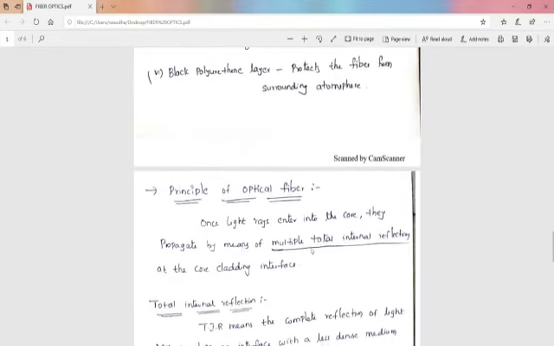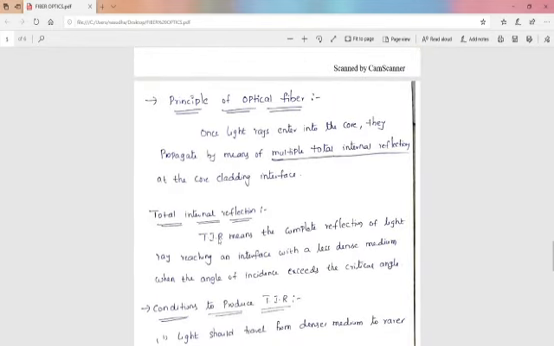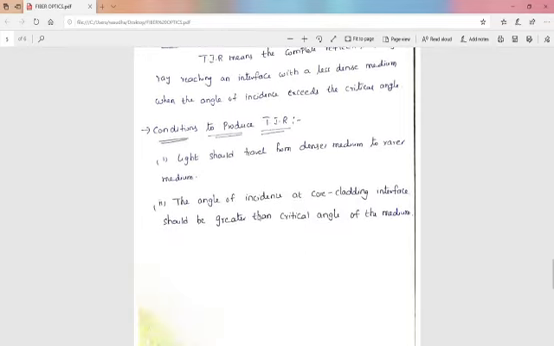And next we discussed principle of optical fiber. What is the principle of optical fiber? Total internal reflection. Next, what are the conditions to produce total internal reflection? So it is the first concept here. I hope everyone understood. If you have any doubts, feel free to ask me.